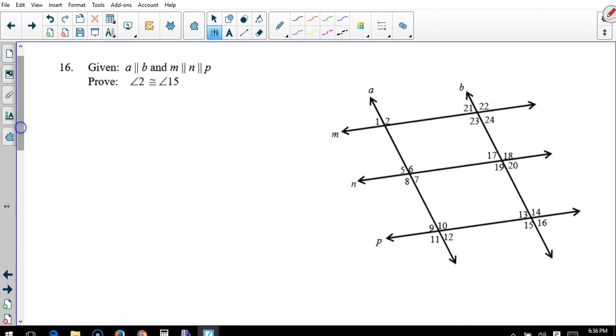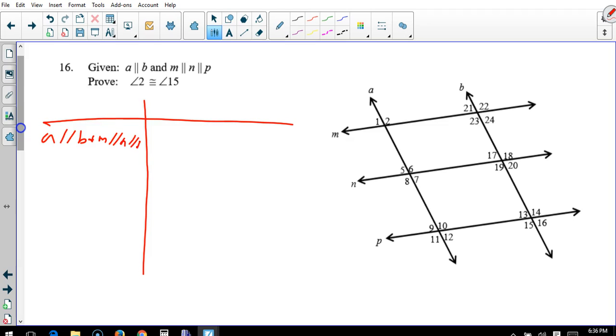All right, another proof. Given that these are all parallel, so A is parallel to B, and M is parallel to N, parallel to P. Given. Prove that 2 is congruent to 15. So we're going from here to here. So there's a lot of ways to do this.